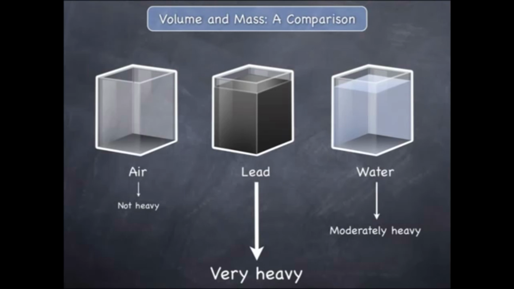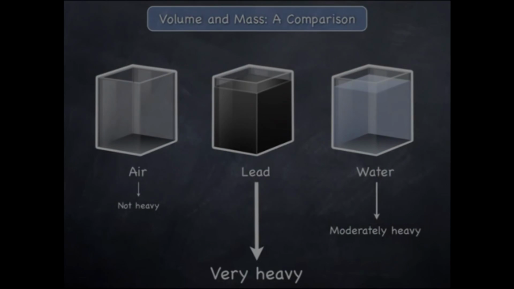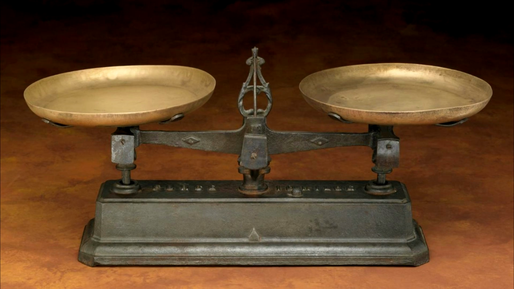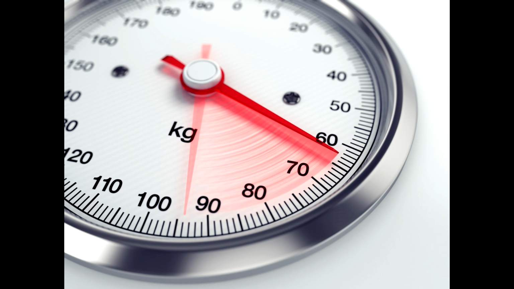As you can see from this example, a lot of different objects can have the same volume, but their masses will measure very differently. Now let's talk about the difference between mass and weight. Mass and weight are completely different. As we said before, mass is the amount of matter in an object. On the other hand, weight is a force. Weight is how much force gravity needs to keep you or an object down on the Earth's surface.